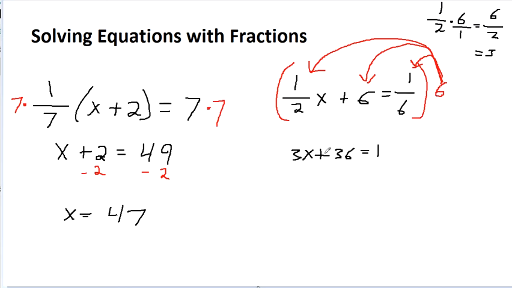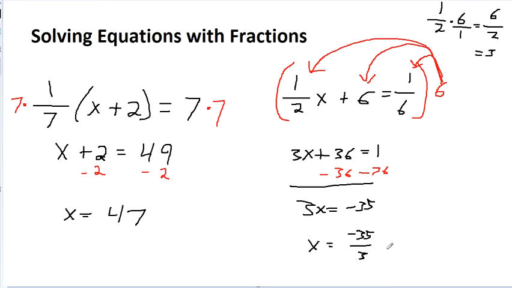And now we just have a two-step equation to solve. You want to subtract 36 from both sides. So get 3x equals negative 35, and then divide both sides by 3, like we've done before, right? So we get x is negative 35 over 3.